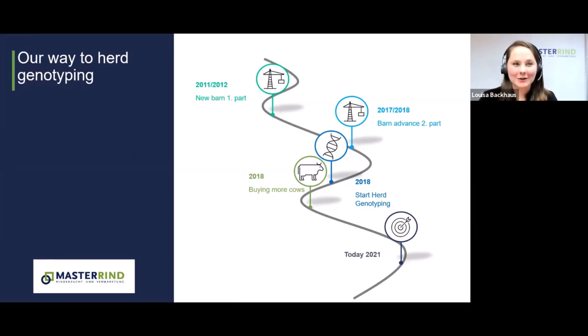Yeah, our way to herd genotyping. In 2011, when we started to build the first new barn, it was also a decision if we wanted to continue farming, because in Germany there are lots of restrictions and lots of rules when you want to be a farmer, and especially a dairy farmer. The amount of cows you can have always is related and restricted to the amount of land you have. So at the moment, we don't have enough land to build a new barn and have more cows. We just can stay at the number that we have at the moment.